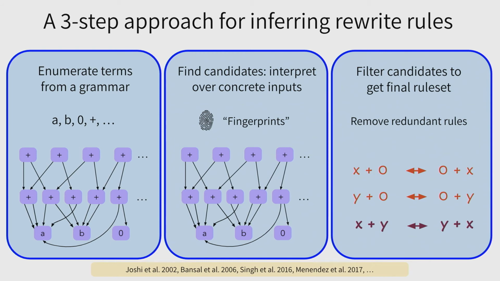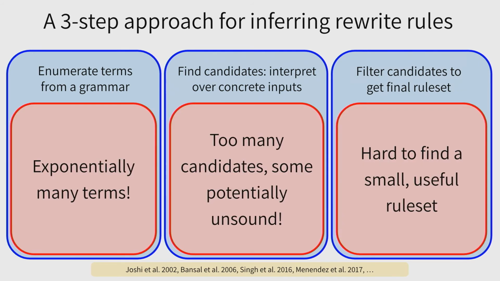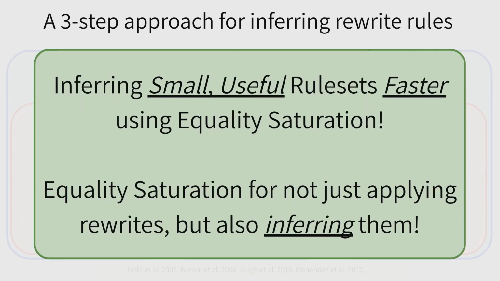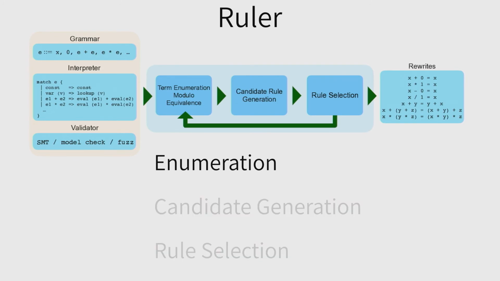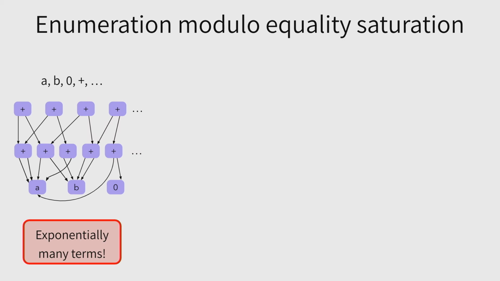So what we wanted to figure out is whether egg can help with this recipe. And what we found is that we can actually use ECSAT to make each of these steps better. So we built this system called Ruler that automatically infers rewrite rules, given a grammar, an interpreter for that grammar, and then some kind of rule validation. And we'll talk about why we feel pretty good being flexible with the way the validation is done. So let's go through each of those steps and see how Ruler uses ECSAT and egg to make that faster.